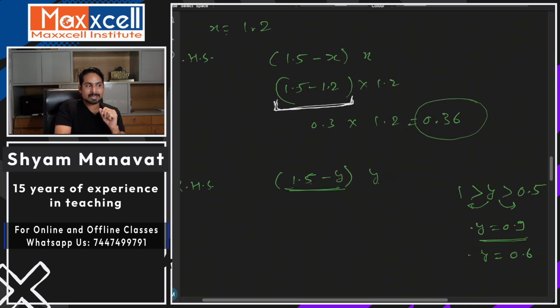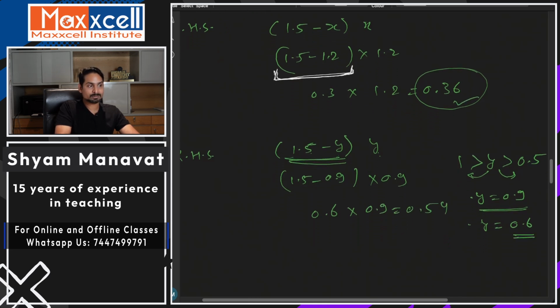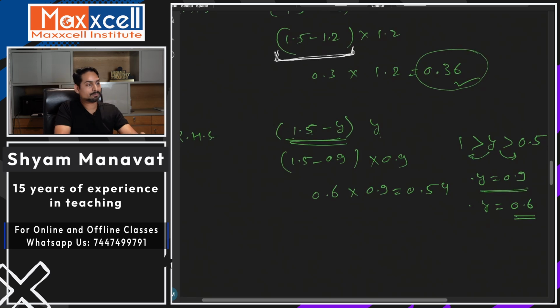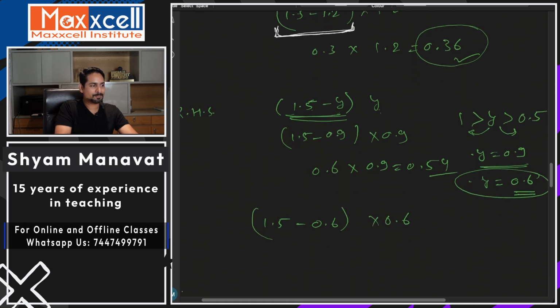Try this out. If I substitute Y equal to 0.9, the first term is going to be 1.5 minus 0.9, which is 0.6, and Y is 0.9, so it's going to be 0.54. It is still more than 0.36. If I go towards the lower side of Y, if I consider 0.6, think about it. If it is 1.5 minus 0.6 into 0.6, the first term is going to be 0.9 and the second term is 0.6. It is still going to be 0.54. Are you getting it? So in a way you can say that the value will not go lesser than 0.5.